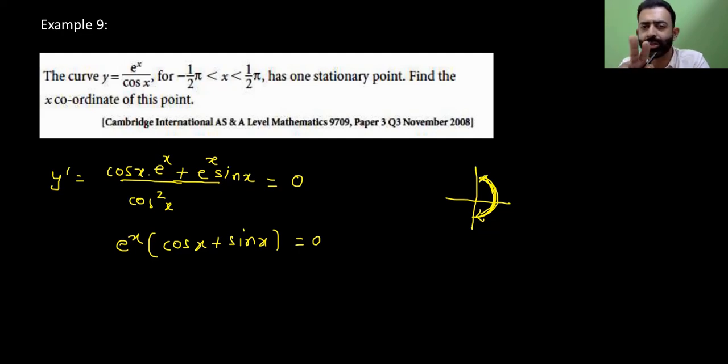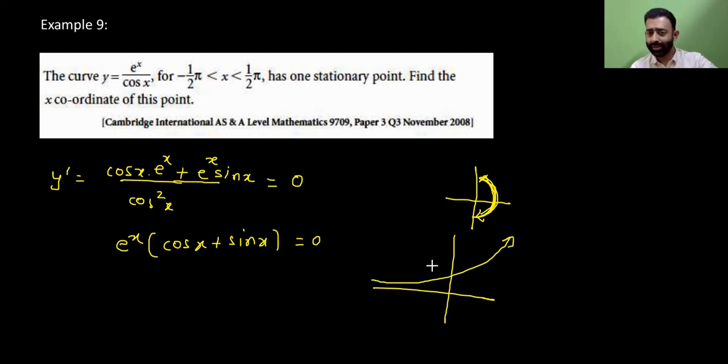Now within this numerator, there are two possibilities. Either e raised to power x is 0 or cos x plus sin x is 0. Now e raised to power x is an exponential function. If you remember the graph of e raised to power x, it is like this. This exponential function gets to 0 at x equal to minus infinity. Here we have x between minus pi by 2 and plus pi by 2, meaning e raised to power x cannot be 0 within its domain, as infinity points are never in the domain. So we say normally that exponential functions can never become 0. So now you're left with only one option, that this bracket has to be equal to 0. That's why it says that it has only one stationary point.